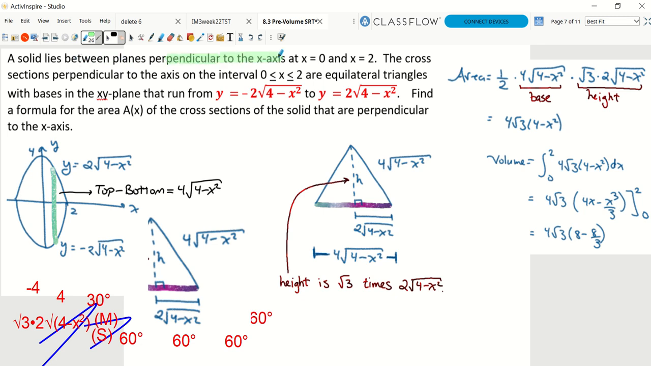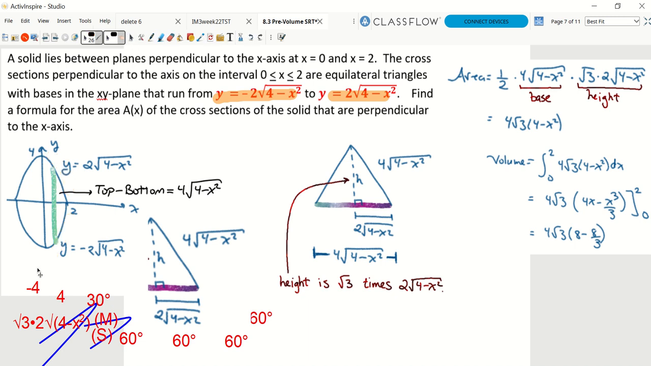Planes perpendicular to x-axis. Let's use a different color here. Orange. Perpendicular to x-axis. Standard, right? Okay, 1, 2, 3. 0, 2, 0, 2. We good? Okay, 1, 2, 3, 4. Okay? All right, so Aiden and everyone else, watch this.